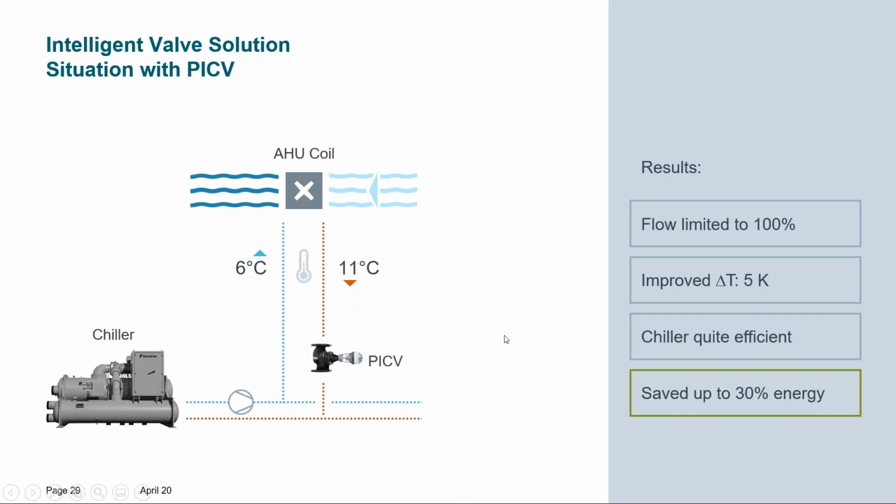Let's continue with the example Luca presented for the PICVs. Due to the flow limitation, we already have a certain influence on delta T, because we avoid overpumping and avoid too high return temperatures already with the flow limitation of the PICV. We have a certain energy savings achieved here.